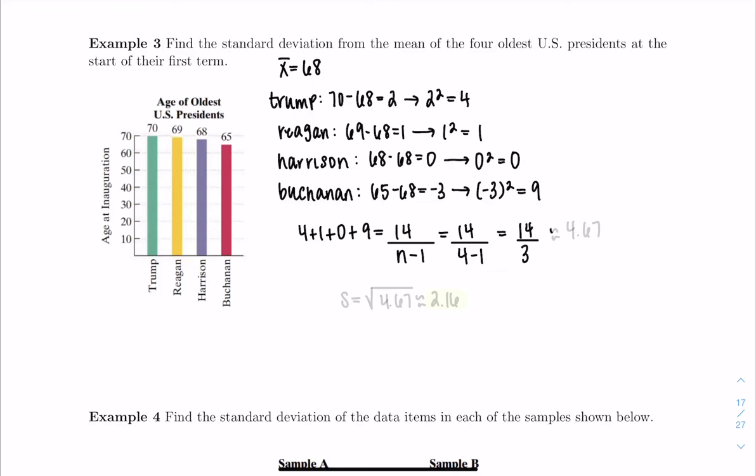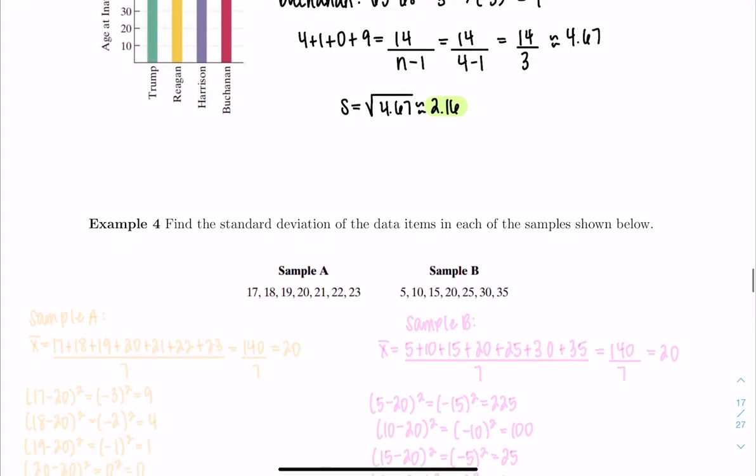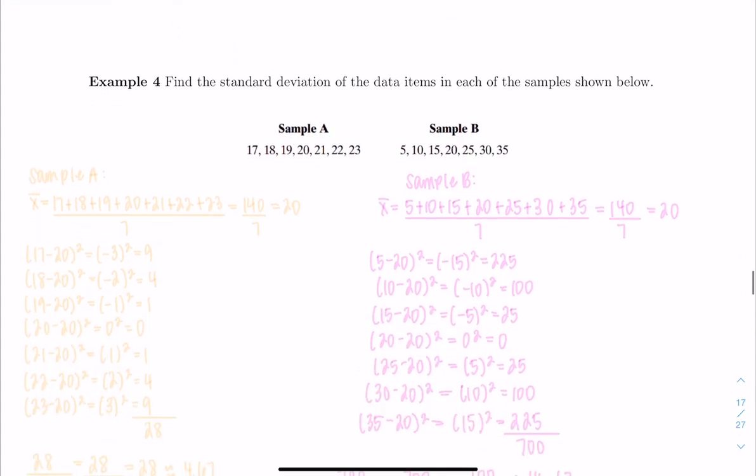Which is approximately 4.67. And so to find the standard deviation, you just take the square root of 4.67. And that's about 2.16. So let's go ahead and find the standard deviation for the 2 samples below. So let's just deal with sample A first.